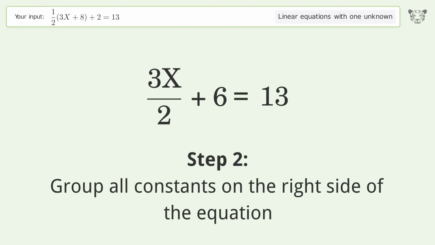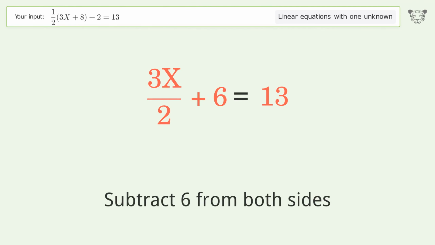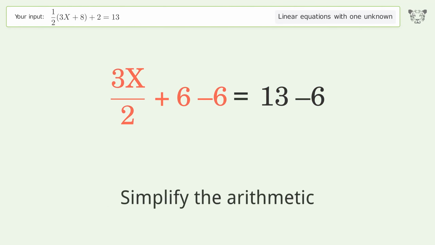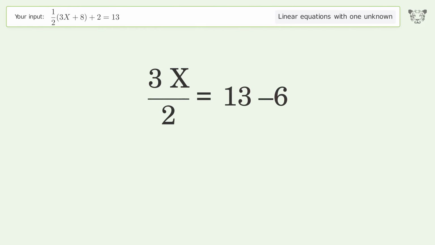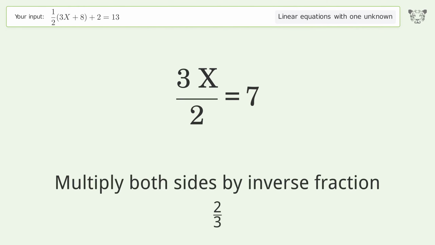Group all constants on the right side of the equation. Subtract 6 from both sides. Simplify the arithmetic. Isolate the x. Multiply both sides by inverse fraction 2/3.